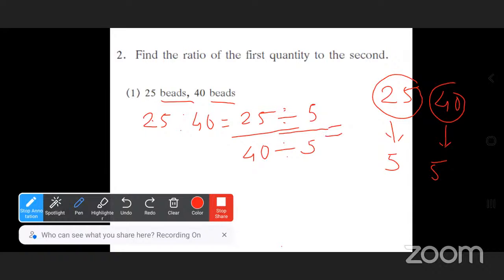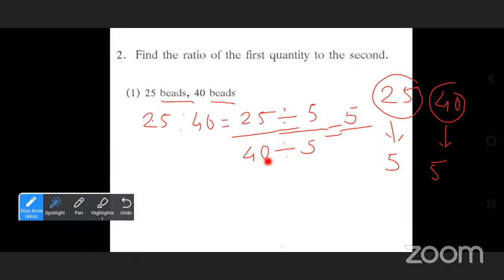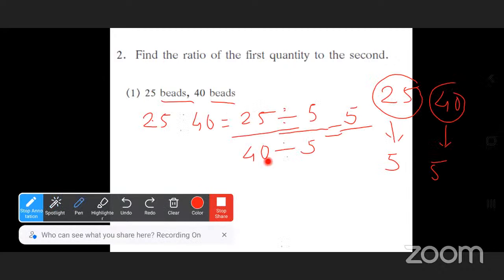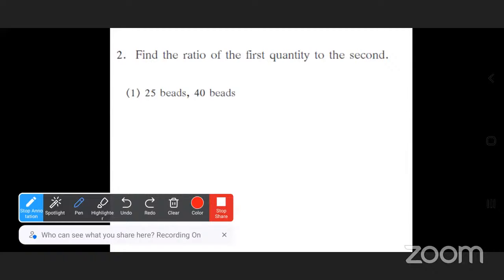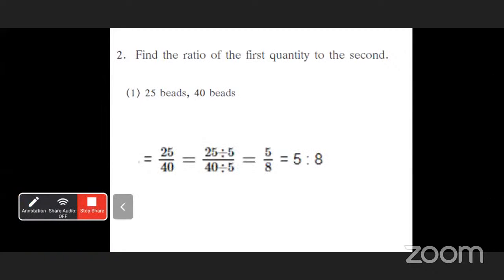So divide 25 by 5. What is the number that you'll get? 5 fives are 25. Now divide 40 by 5. 5 eights are 40. So now can you divide the two numbers 5 and 8? No, 5 is a prime number and 8 does not come in the table of 5. So this is the simplest ratio that you can get. So the ratio of 25 is to 40 is how much? 5 by 8. So this is how you're going to write your answer.